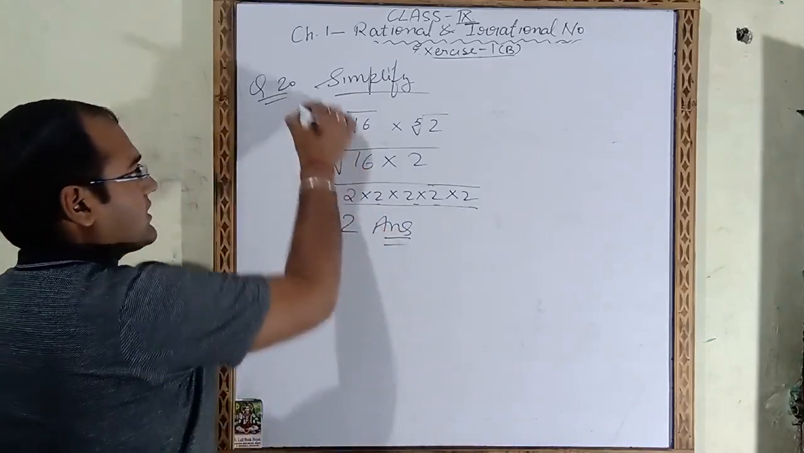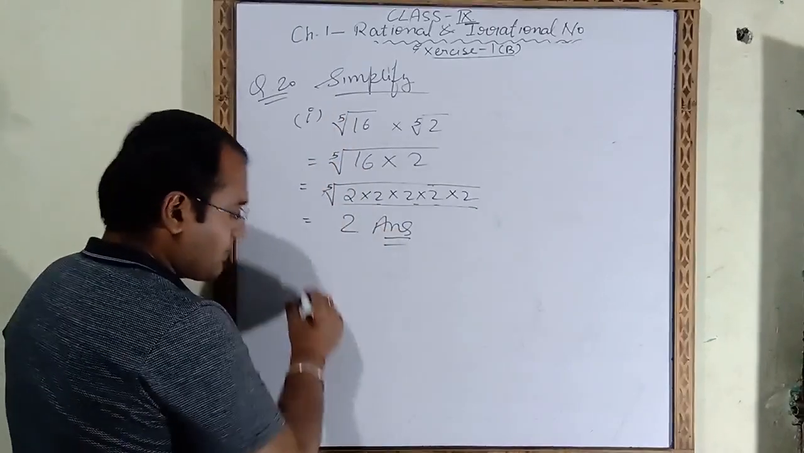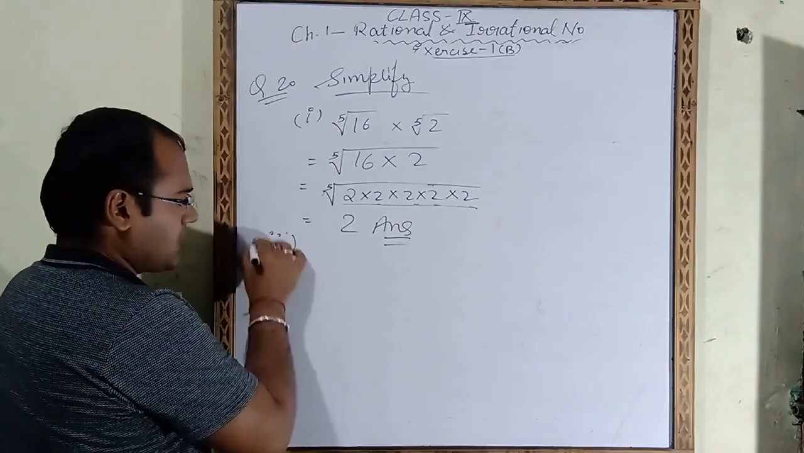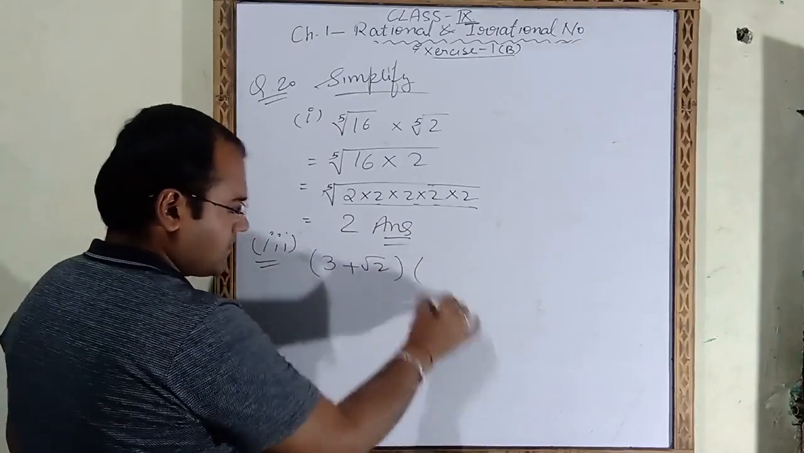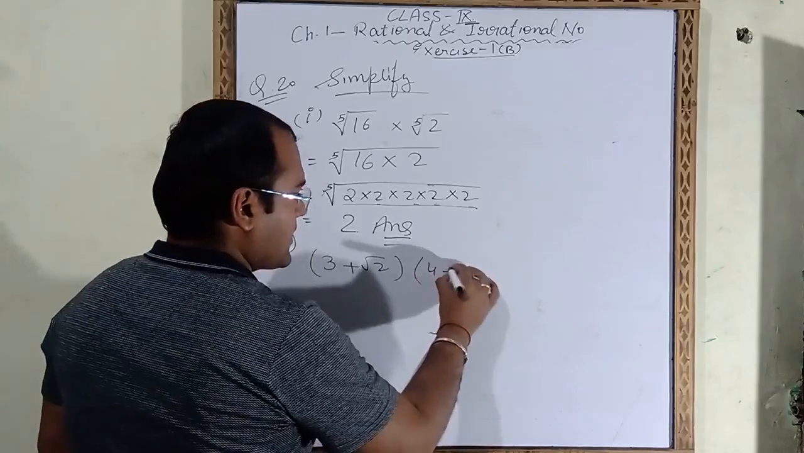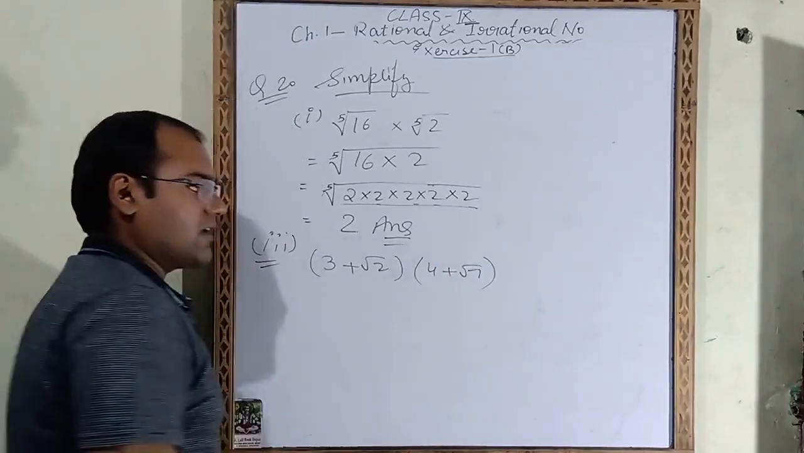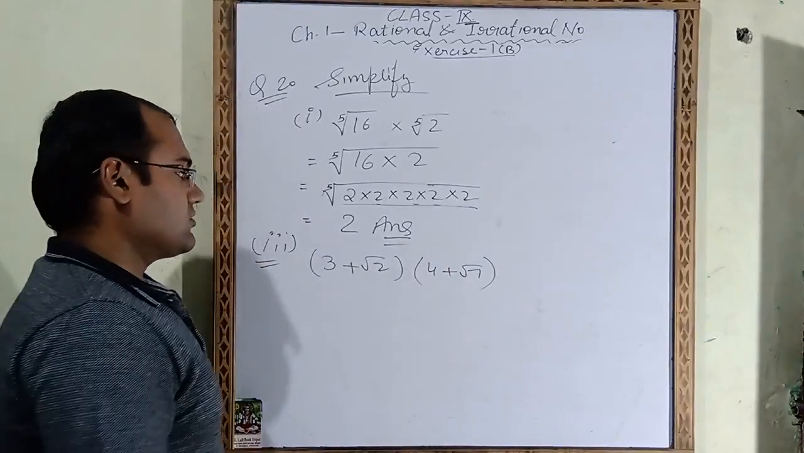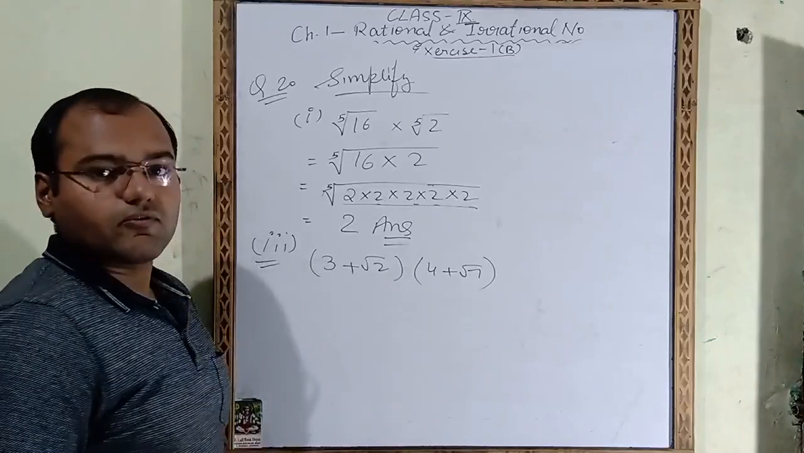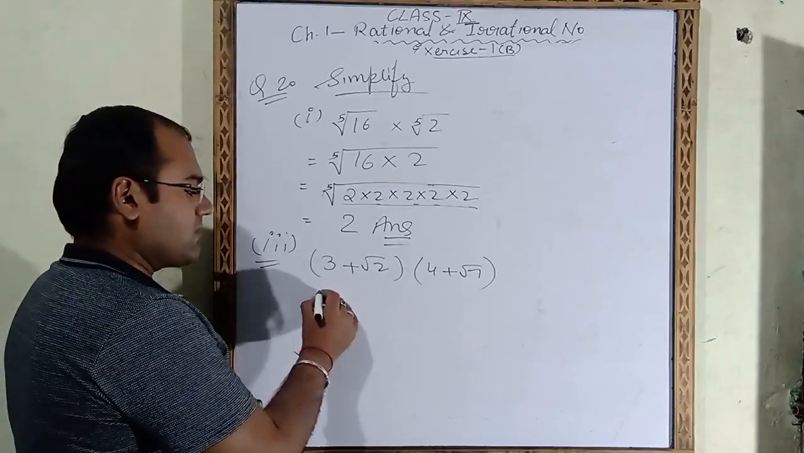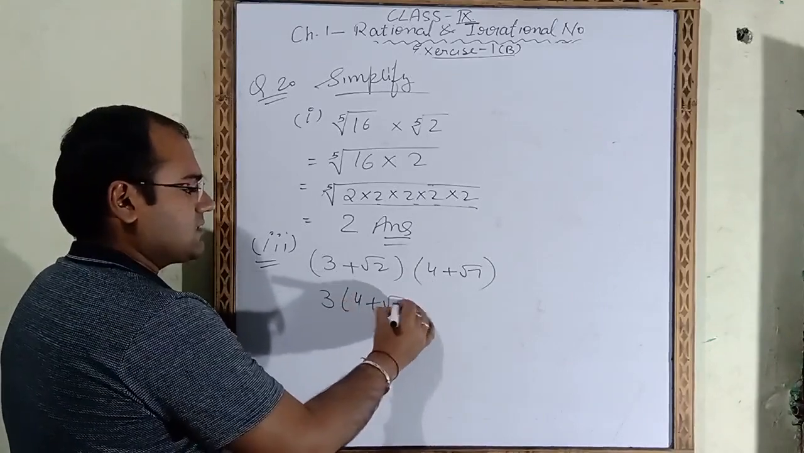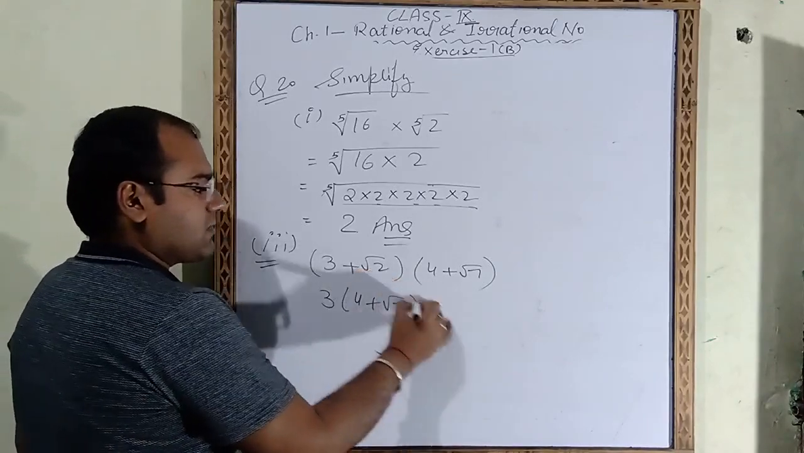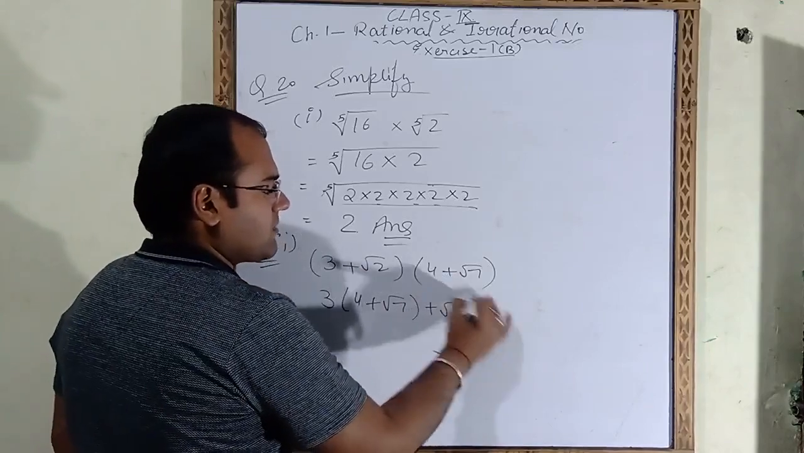Now see one more part. This was part number first. Now see part number third. Part number third is 3 plus root 2, 4 plus root 7. This is the question. We have to simplify it. So we have to find the simple product. We will use the horizontal method. This 3 we have to multiply with the full bracket, 4 plus root 7. This plus root 2 also we have to multiply with the full bracket, 4 plus root 7.